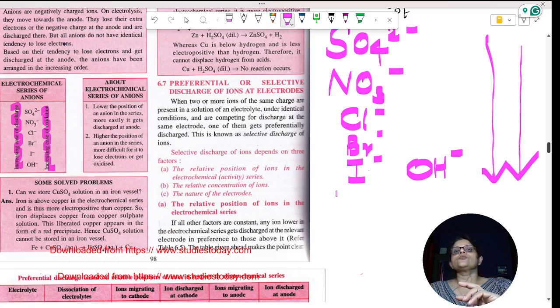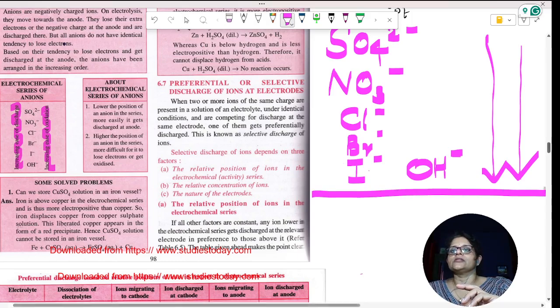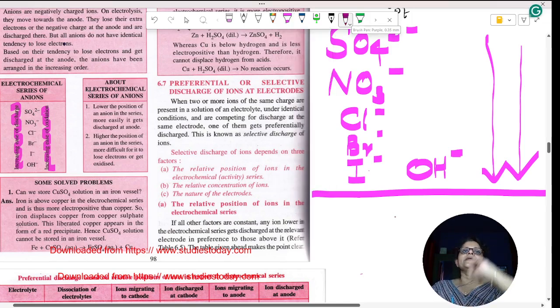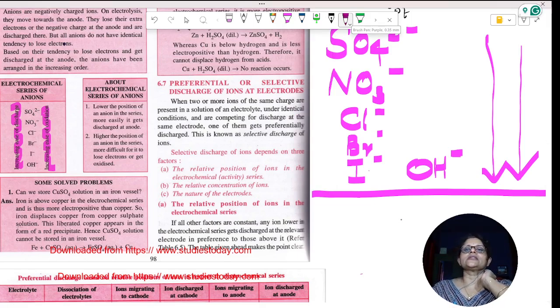There are so many factors. Another topic for us is preferential or selective discharge of ions at the electrodes. Depending upon the electrochemical series of cations and anions, the discharge of ions at the cathode will be decided. And then it also depends upon the maximum number. Selective discharge depends upon the maximum number of electrons and also the nature of the electrons.